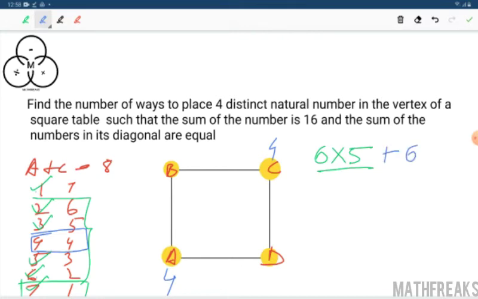Plus 6, the case of 4 and 4. So we will get 6 into 6 cases. 36 is the answer.